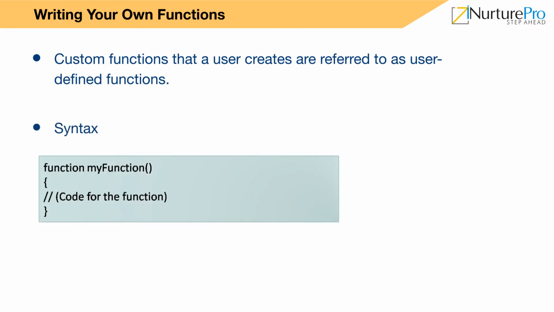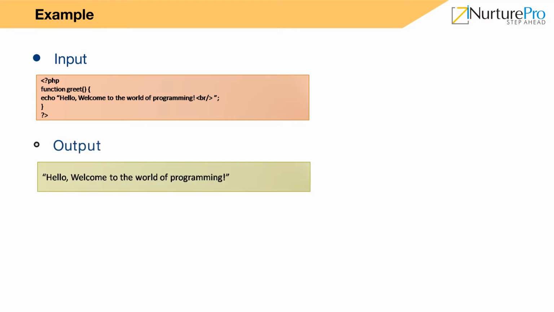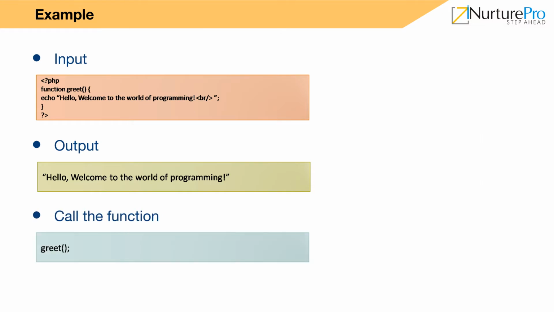As seen in the syntax, a function is created by using the function keyword followed by the name of the user-defined function and parentheses. Then, all the code for the function should be written between the curly brackets defined for the function. Next, let's take an example. As seen in the code, the script creates a user-defined function called greet, which simply displays a message, "Hello, welcome to the world of programming." Now, to call the function, you simply need to mention the name of the function as shown, greet().